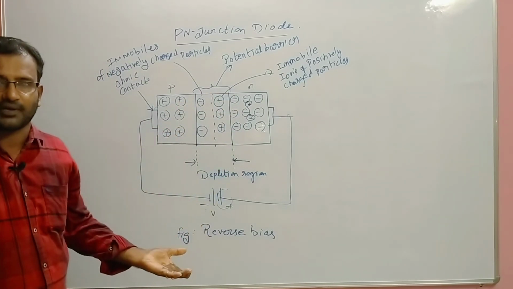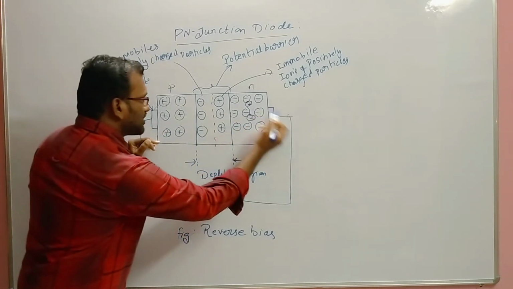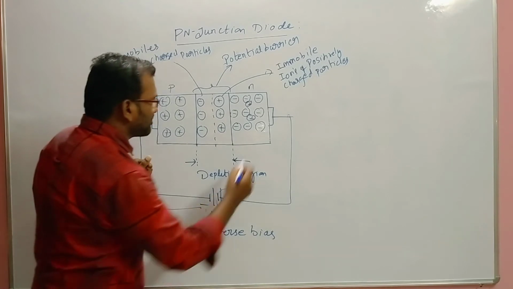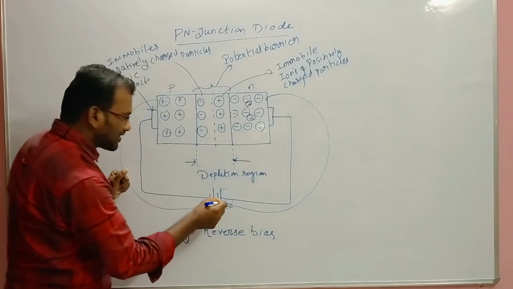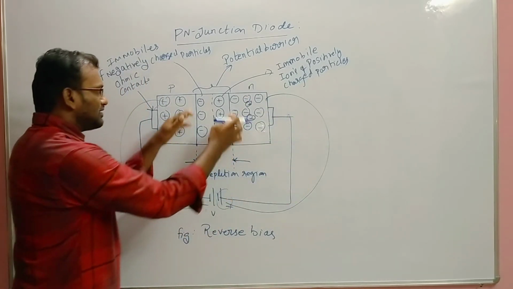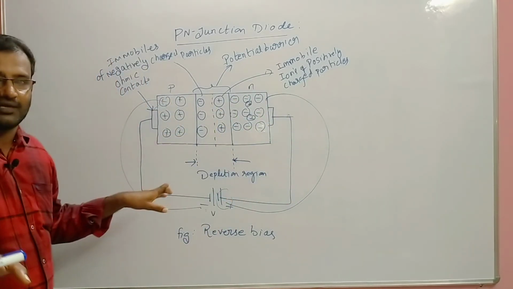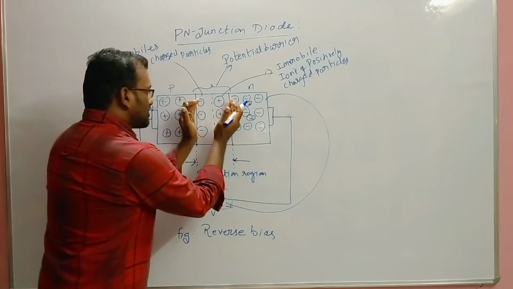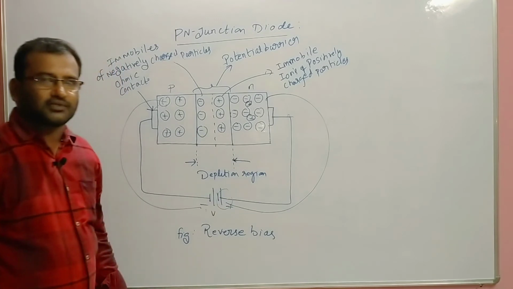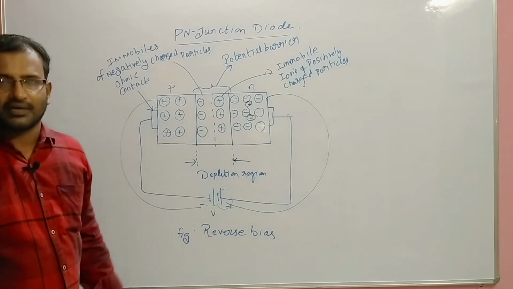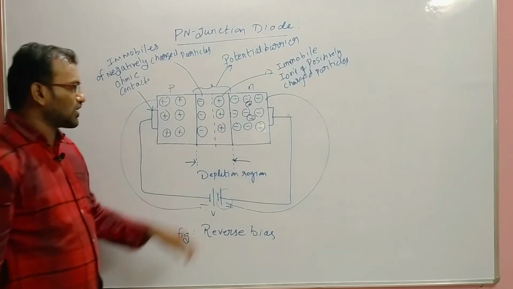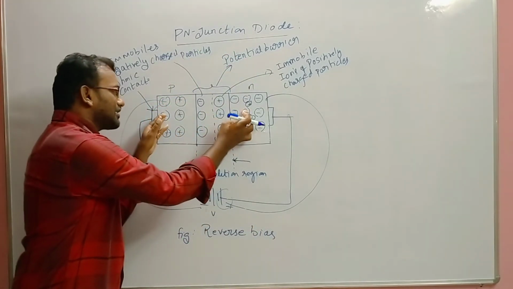But here, what will happen? The charged particles in the P type and N type regions are attracted to the battery terminals, so these two charge carriers are pulled toward the battery. Then the region near the junction becomes empty of charged particles, and obviously the depletion region increases. When the depletion region increases, there is no flow of current, which is called the reverse bias condition.